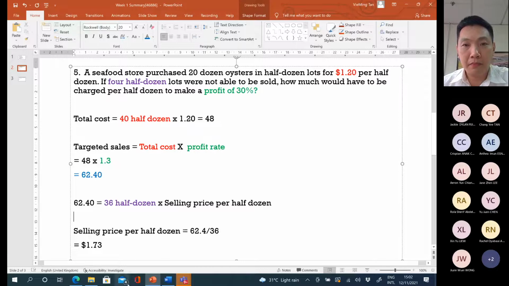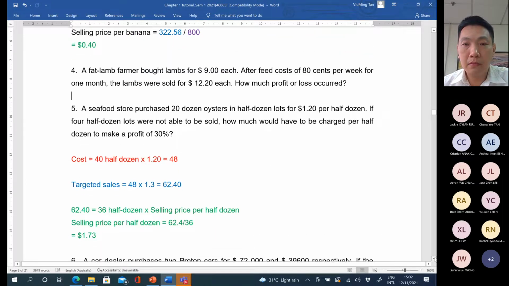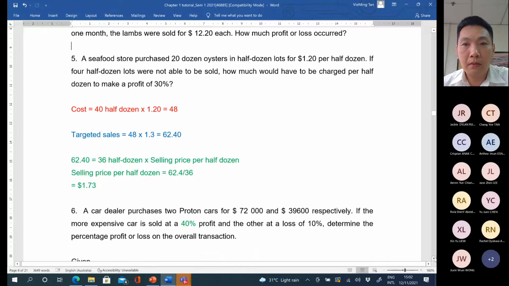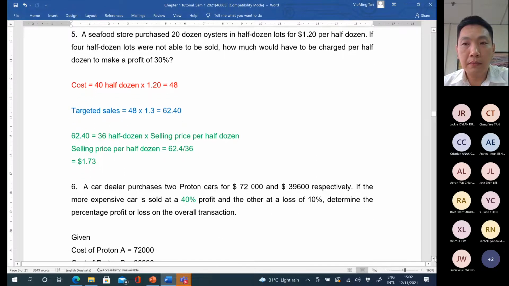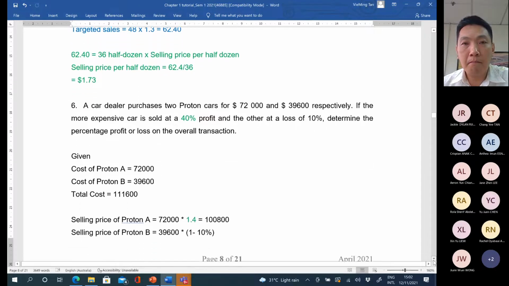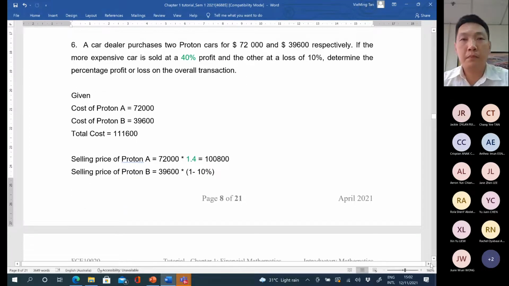Question 5. How about question 6? Do you want me to go through question number 6?